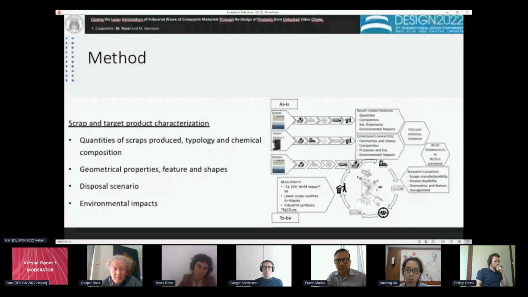thus substituting virgin materials. Several parameters need to be defined or quantified: quantity of scraps produced, typology and chemical composition, geometrical properties, features and shapes for components and scraps, disposal scenarios and end-of-life treatments, and environmental impacts related to the involved cycle phases of scraps and target products.